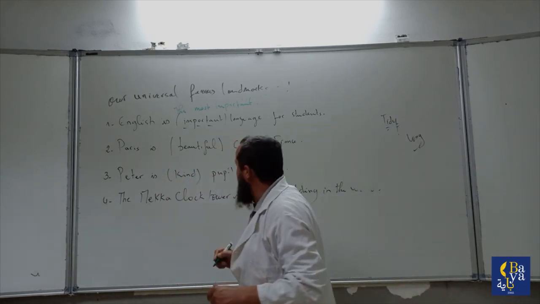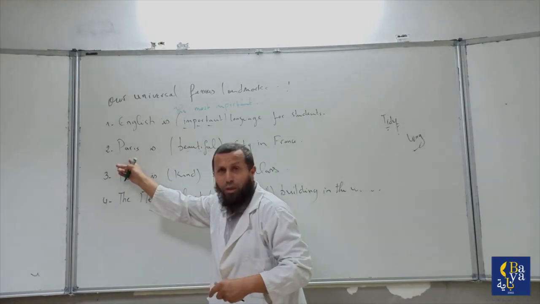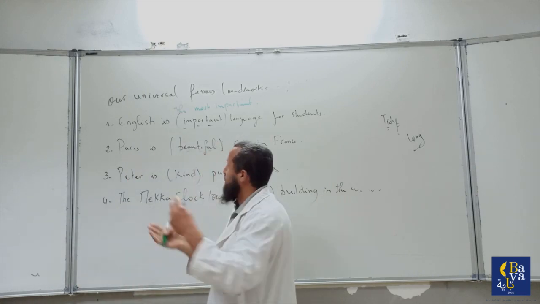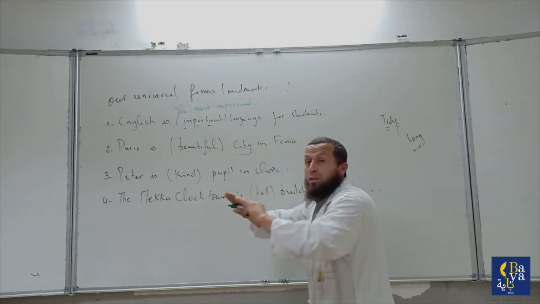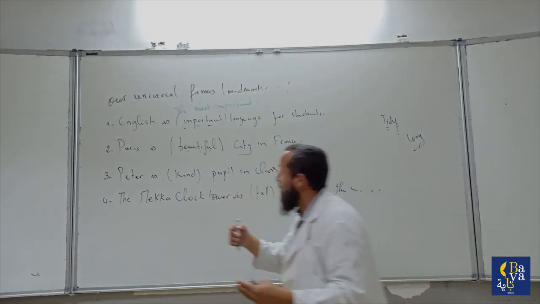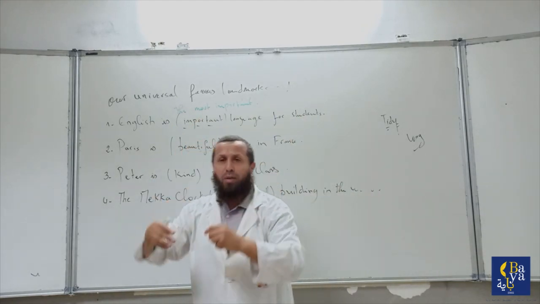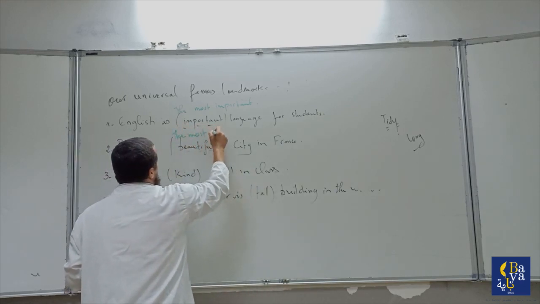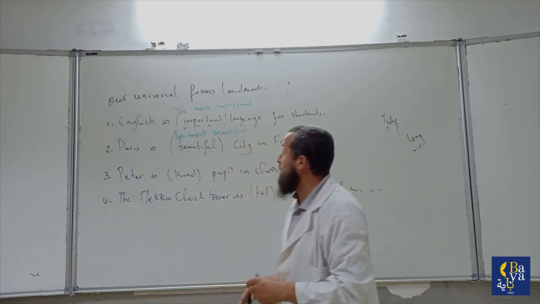Paris, we have beautiful, three syllables. We are talking about Paris. We are not comparing Paris to Marseille, for example, or to Monaco. We are comparing Paris to the French cities, all the cities of France. So it's superlative. We are comparing so many cities, and among them, Paris. So Paris is the most beautiful city in France.